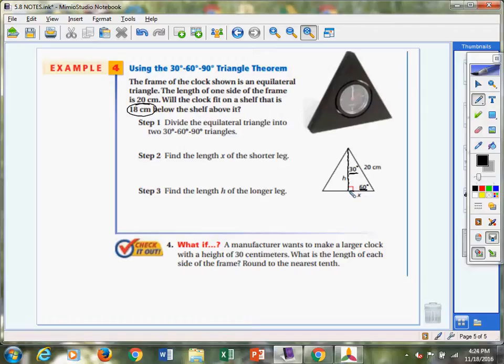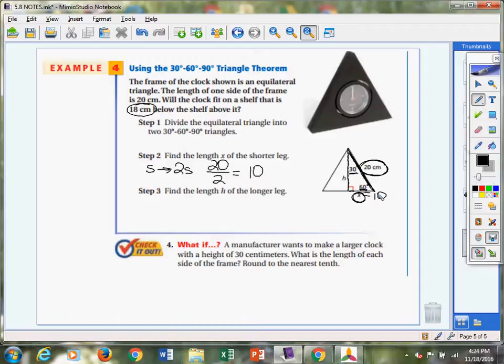Done. Find the length of x, which is the shorter side. We need that, okay? They gave us the hypotenuse. We know the hypotenuse right here. That's 20 centimeters. So in order to find the shorter leg, that's really simple. To go from the short leg to the hypotenuse, you double the short leg. So we'll do the opposite. If I have the hypotenuse, I divide it by 2, and that gives me the short leg. So I know that x is 10.